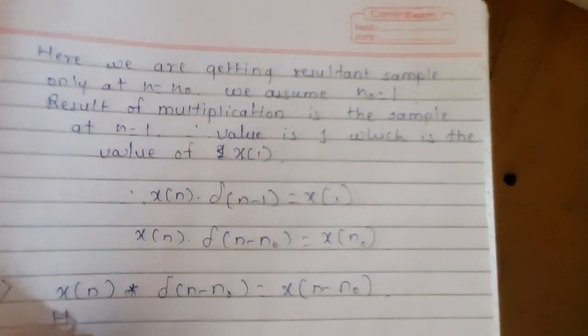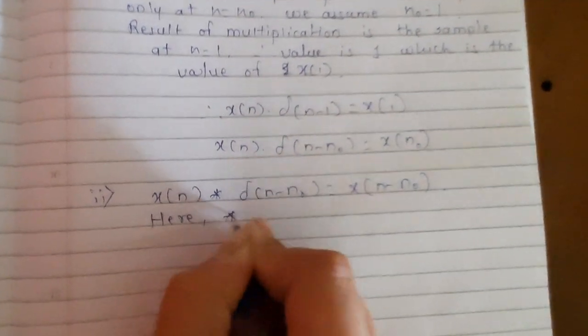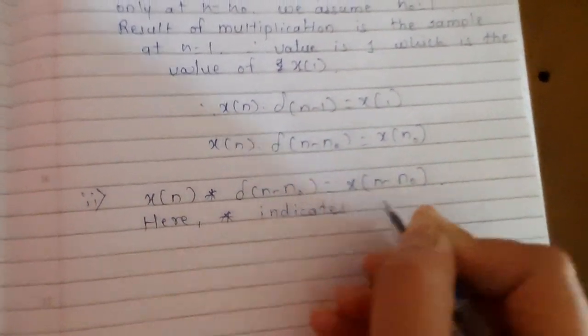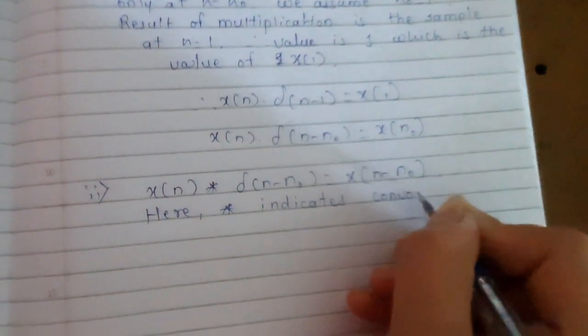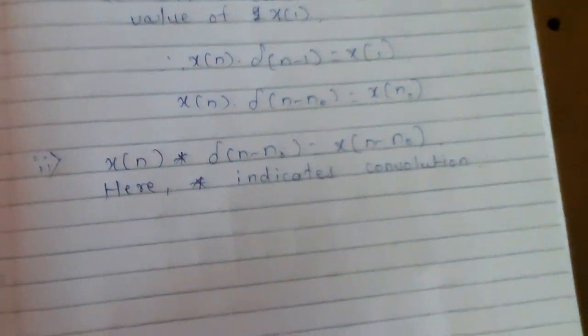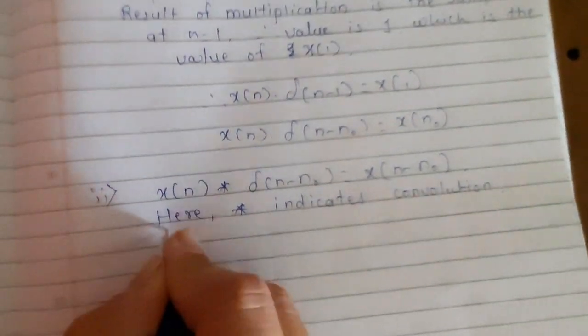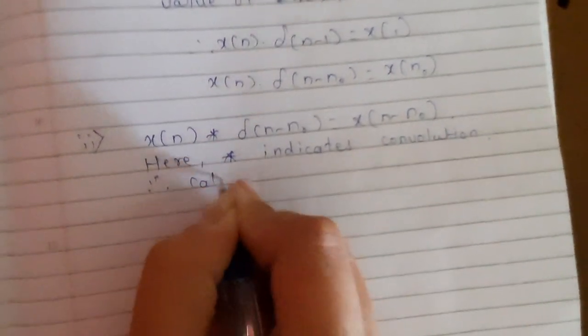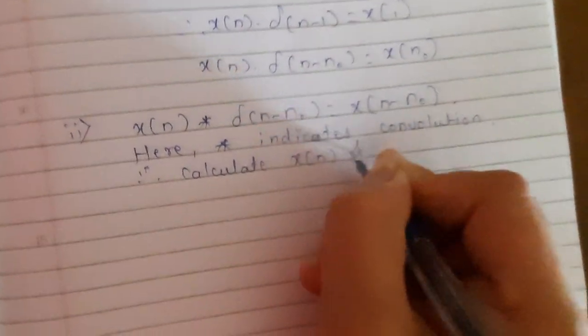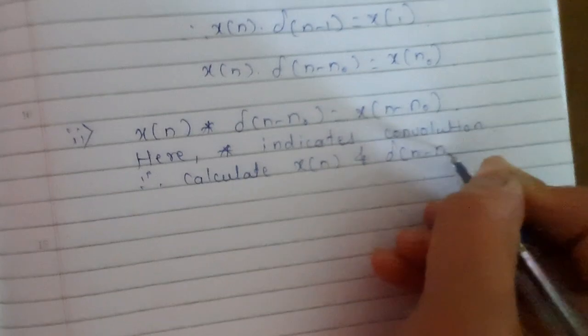So here this symbol indicates convolution. So we have to calculate x of n convolved with delta of n minus n0. So therefore calculate x of n and delta n minus n0.